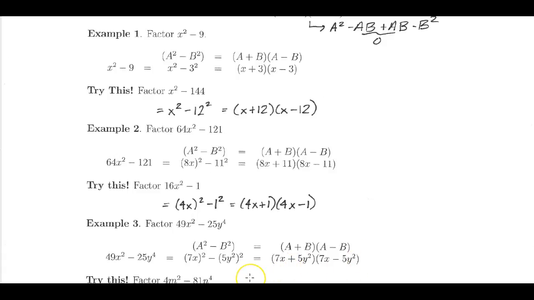So try this problem, it's similar to this one. You want to look for powers of the variable that are squares. Okay, so try this one, pause the video, try it out, and come back.